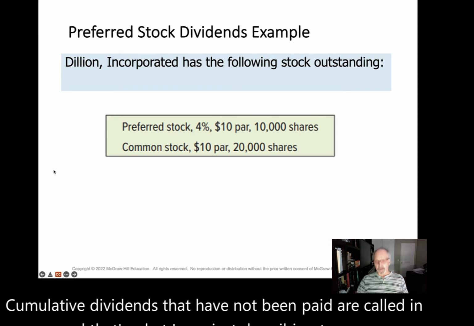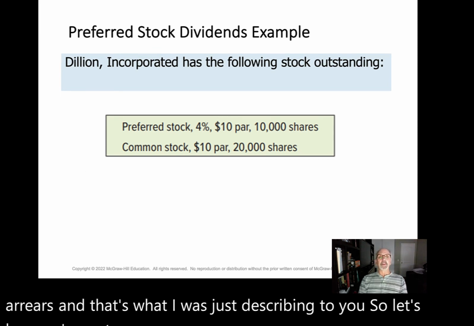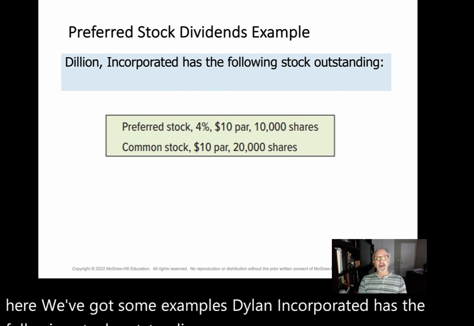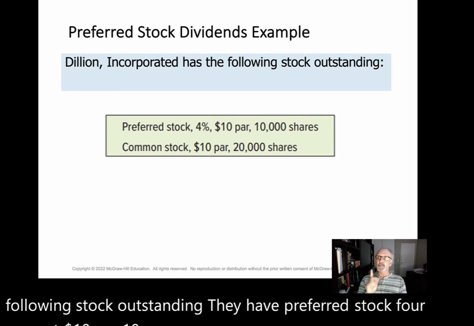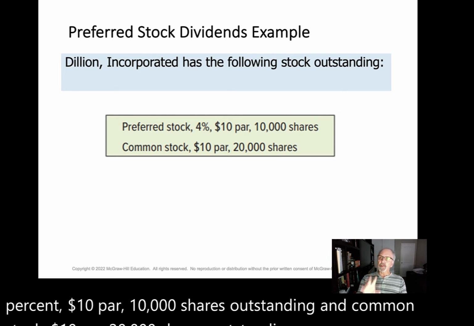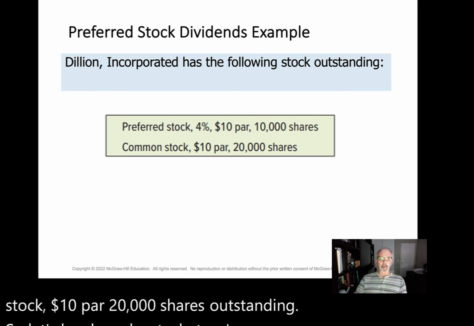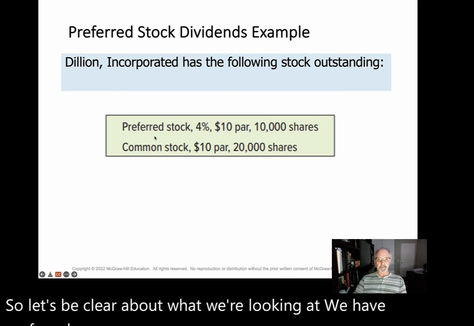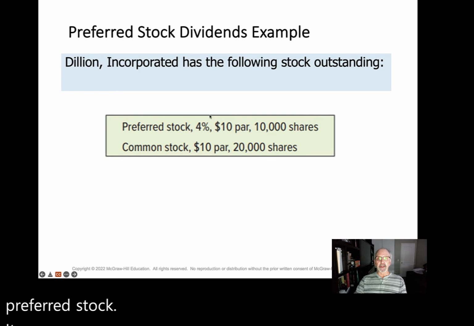So here we got some examples. Dillon Incorporated has the following stock outstanding. They have preferred stock, 4%, $10 par, 10,000 shares outstanding, and common stock, $10 par, 20,000 shares outstanding. So let's be clear about what we're looking at. We have preferred stock. It has a guaranteed dividend of 4%.